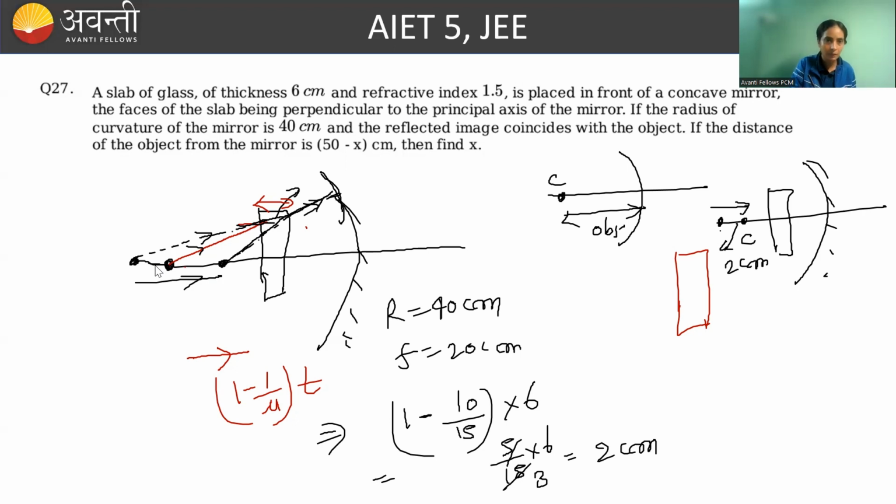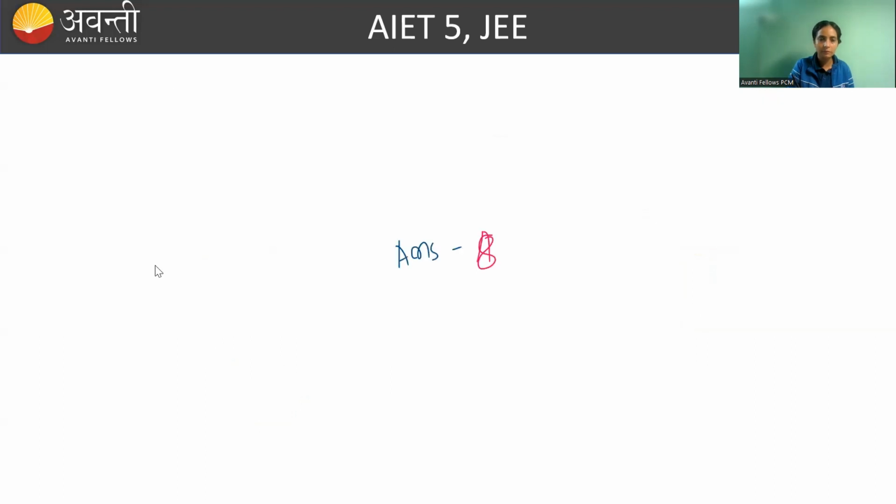And then, if this is the center of curvature, light will simply retrace the path like this. So the image will get formed like this. So what should be the object distance? This distance is how much? 40 centimeters, and 2 centimeters beyond that is 42 centimeters. So the object distance is 42 centimeters. Now, x is 50 minus the object distance, that is 50 minus 42, which is how much? 8 centimeters. So the correct answer will be 8.